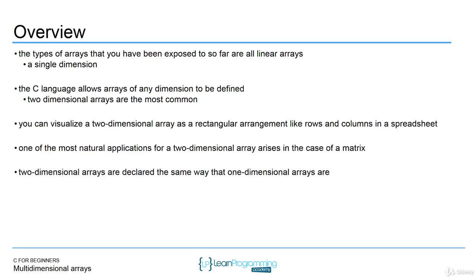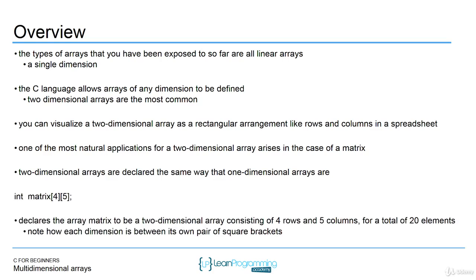Two-dimensional arrays are declared the same way that a one-dimensional array is. The only difference is you now have another set of brackets. So in this example, we're declaring an array named matrix of type int, which has 4 rows and 5 columns. That means you can store 20 elements inside that two-dimensional array.